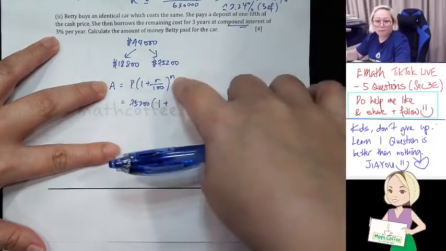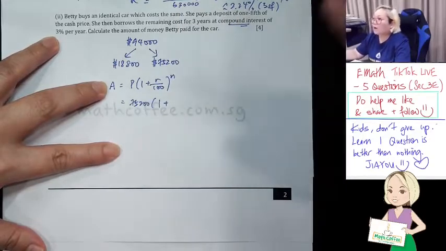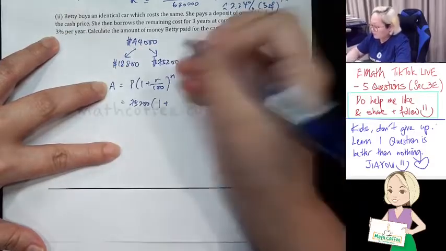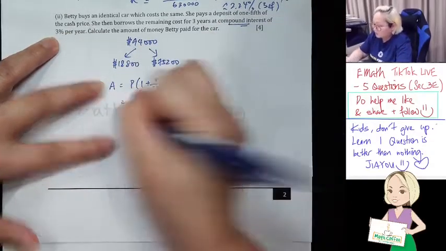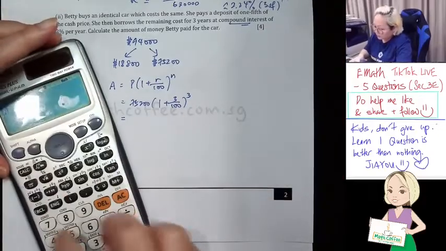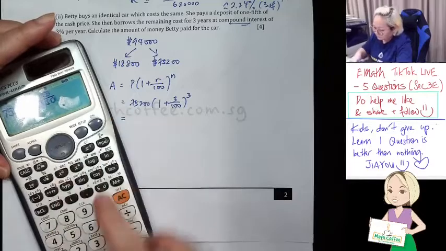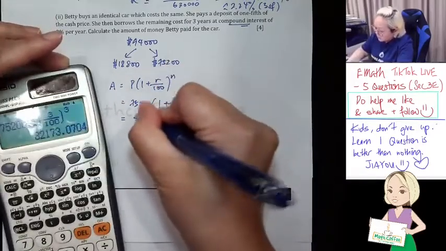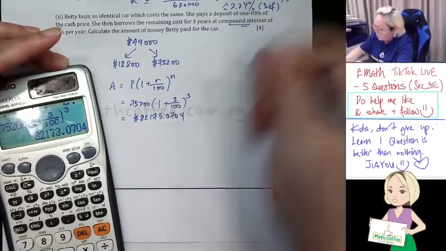If it's compound yearly, very straightforward. How many times do you compound if it's 3 years? You compound each year, 1 year 1 time, right? So 3 years will be 3 times, and the R will remain as 3. So it's 3 over 100 to the power of 3. So of course, press the calculator. I'm not so genius that I can calculate this one. And I get 82,173.0704.